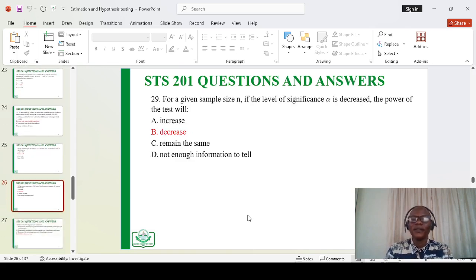For a given sample size n, if the level of significance alpha is decreased, the power of the test will do what? Will also decrease. So B is the correct answer.